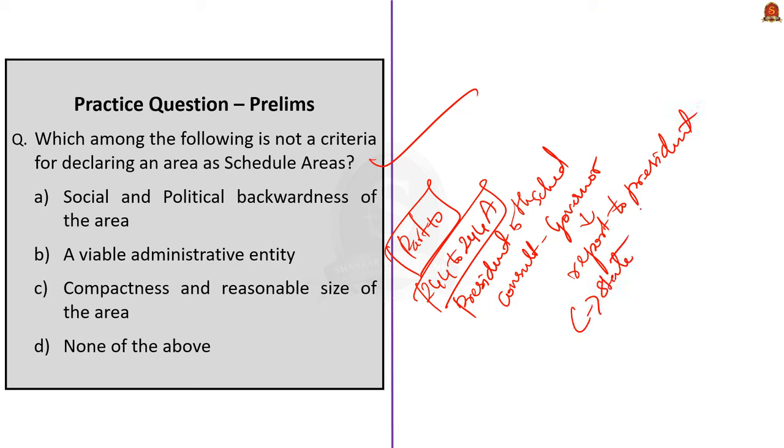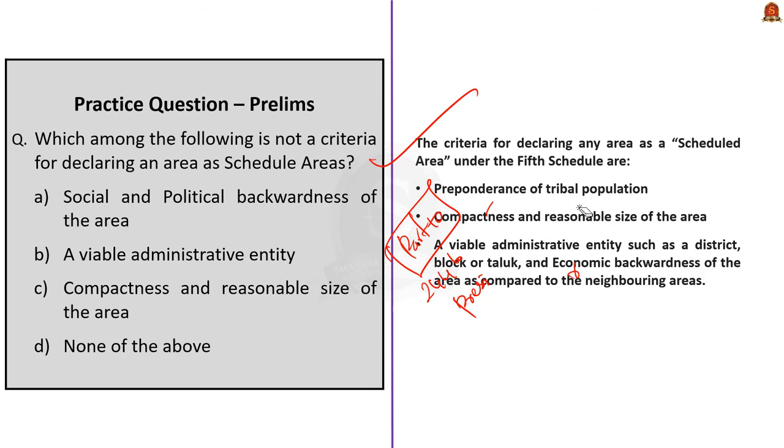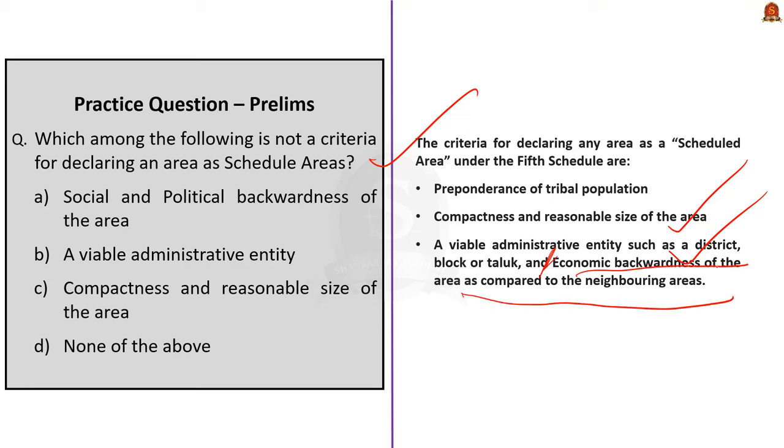So what are the criteria to declare such scheduled areas? Firstly, prominent number of tribal population, that is when tribal people are in majority in an area. Secondly, compactness and reasonable size of the area. A viable administrative entity like district, block or taluk, and economic backwardness of the region as compared to the neighboring areas. So these are all the criteria to declare a region as a scheduled area.